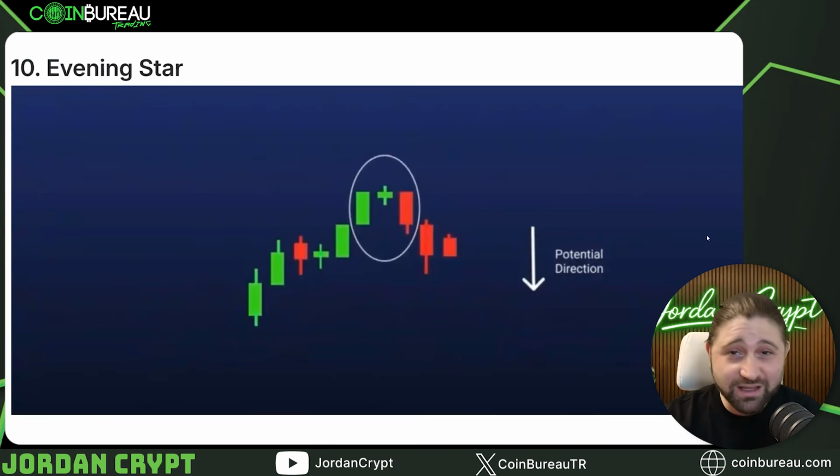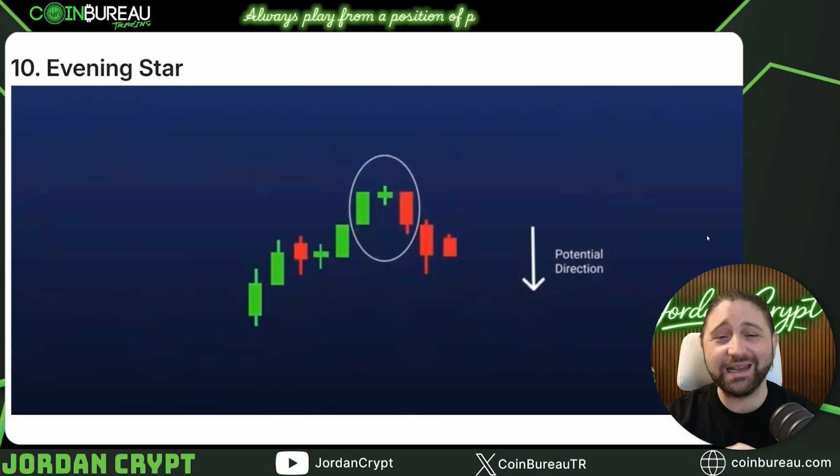The evening star is the opposite of the morning star, consisting of a short-bodied candle that comes between a long green candle and an even larger red candle that closes below the midpoint of the first green candle.